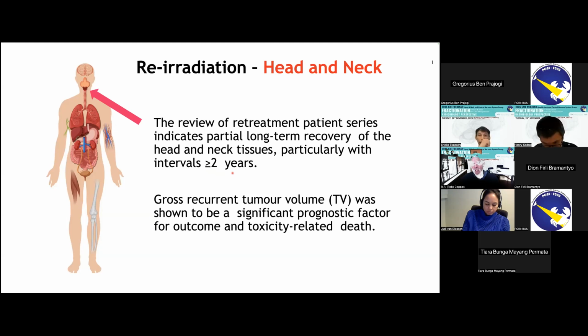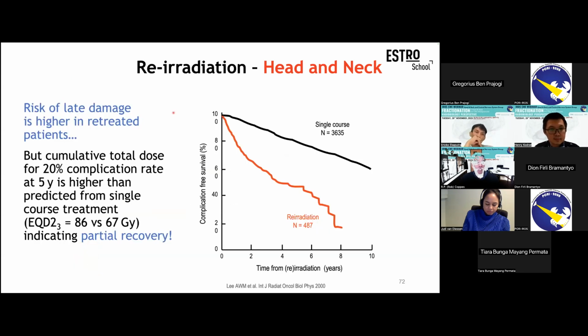Prognostic factor for the outcome of toxicity-related deaths, of course, because if it's the bigger volume, you also radiate more normal tissue. Well, you do have with radiation a higher risk of late damages, as you can see here in this curve. With a single course, you have this level of complication-free survival.